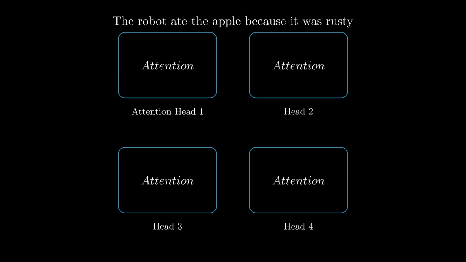This is a critical piece of context. Head 3, in teal, could be focusing on action-object relationships, connecting the verb "ate" to the object "apple." And head 4, in gold, might capture properties, linking the adjective "rusty" back to the robot it describes. You can see how each head provides a different, valuable sub-analysis of the sentence. No single head had to learn everything, they divided the labor.